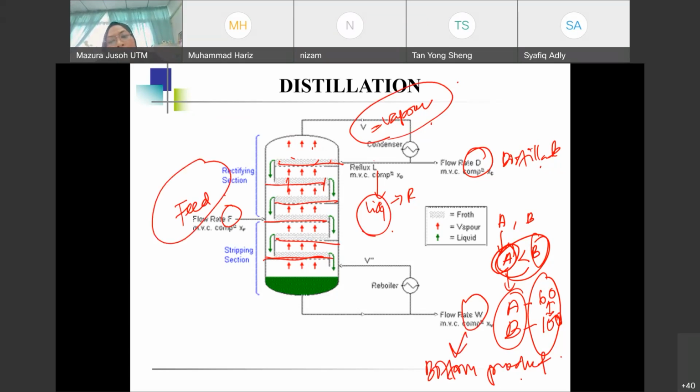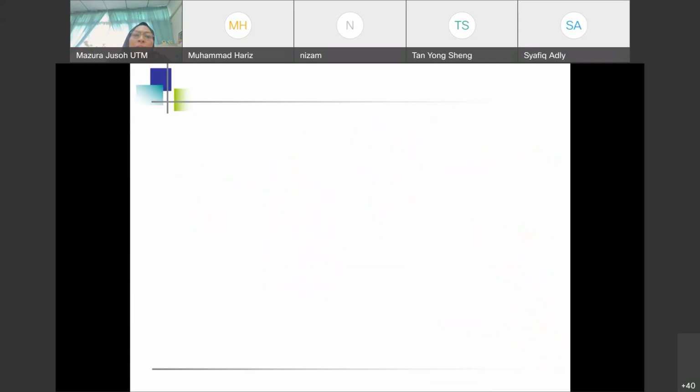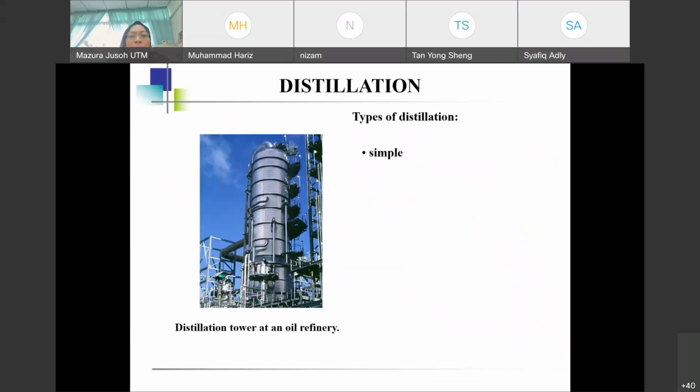Any question before I go into the calculation? Any questions? Okay, this is the principle, how it works, the distillation column. All right, so this is how it looks like, the distillation column in the chemical plants.